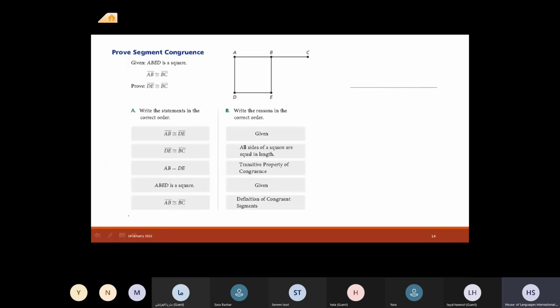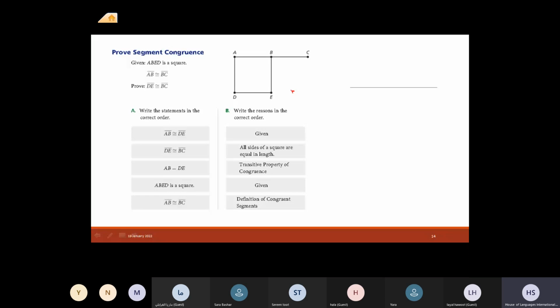Now, look at me here. ABED is a square. If you know that line segment AB is congruent to BC. Focus on the question. If you are given that AB is congruent to BC, can you prove that DE is congruent to BC? What will you do? How do you think about it?